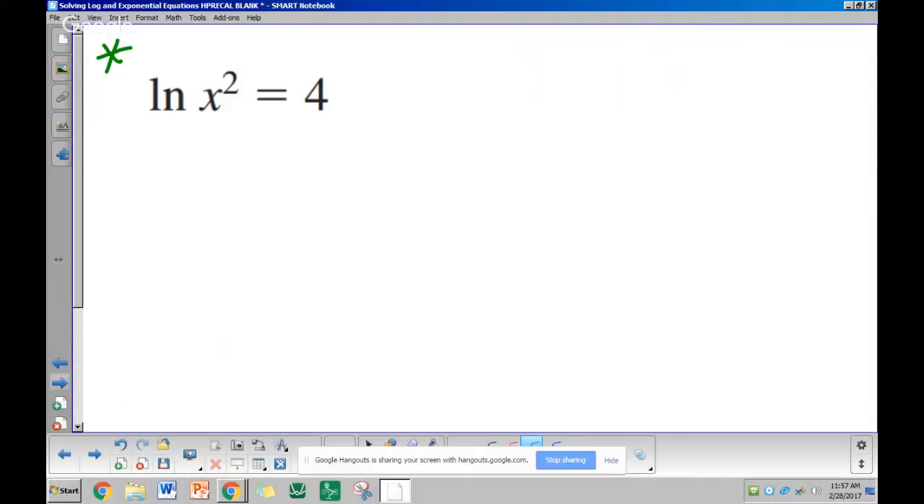If you bring the 2 down, let's think about it. That's 2 natural log of x equals 4. You can divide by 2, ln of x equals 2. And then you exponentiate, you get e squared, correct? Yes. But would plus or minus e squared work here?